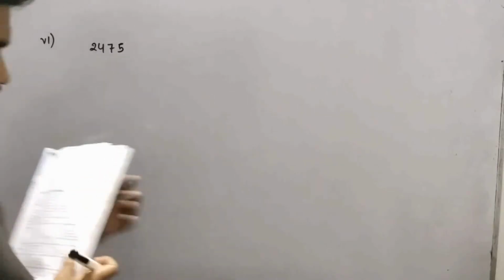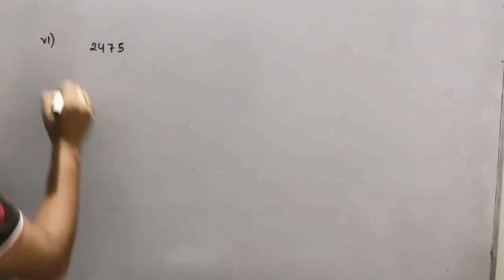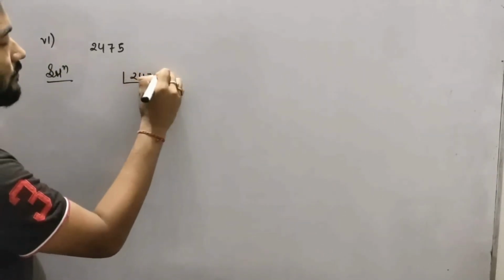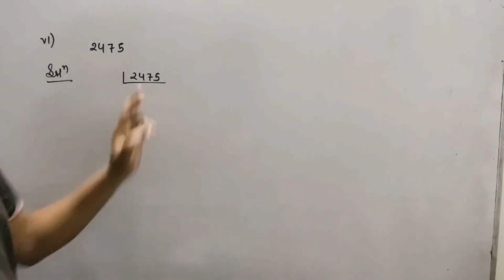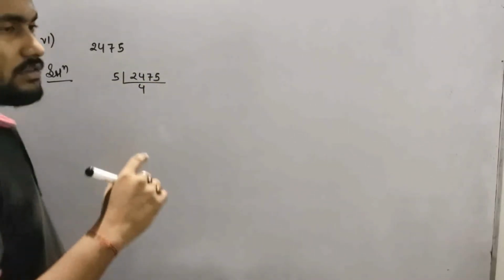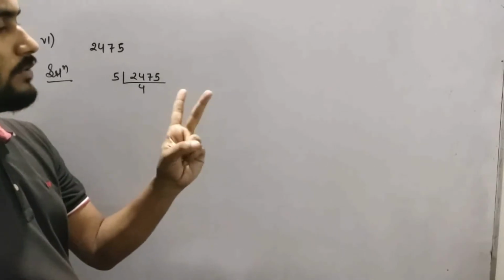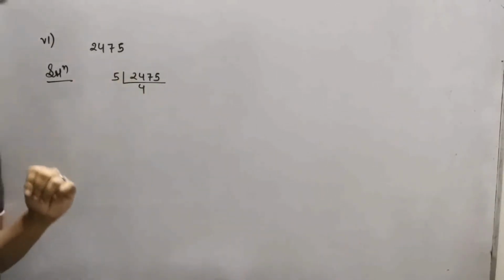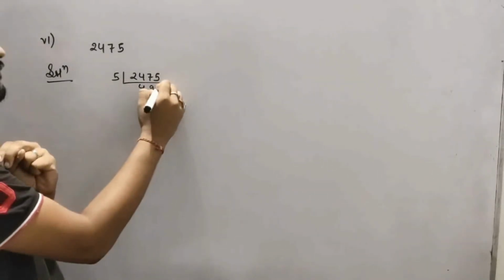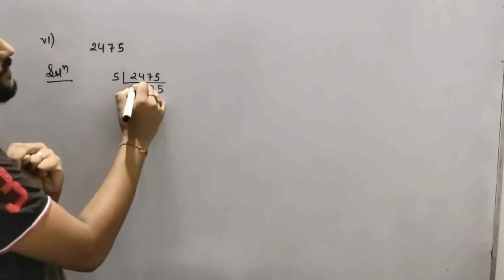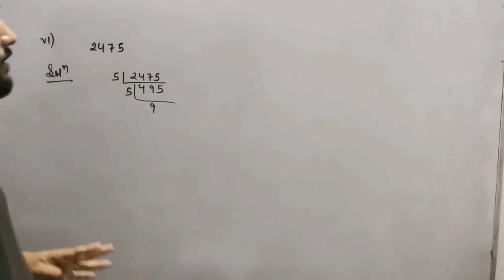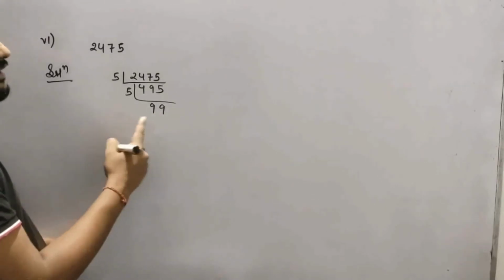2475. Okay, so 5 is there, so it is divisible by 5, isn't it? 5 4s are 20, then 21, 22, 23, 24. 4 is there, right? 4 and 7, 47. 5 9s are 45, 46, 47. 2 5s, 25. 5 5s are 20. Again 5 is there. So very nice. 5 9s are 45. 9 is 9 and 9.